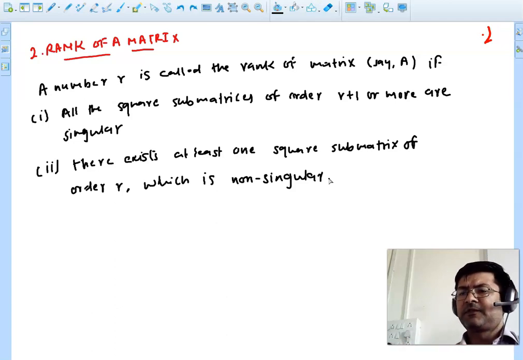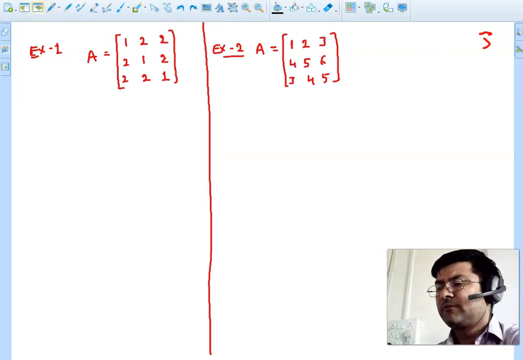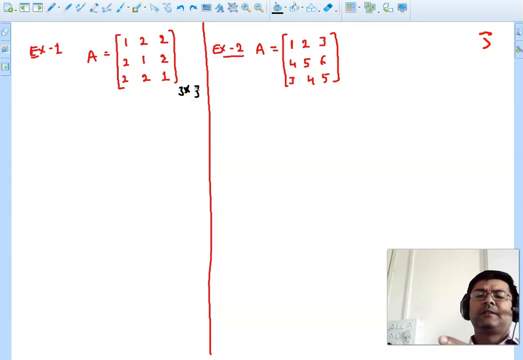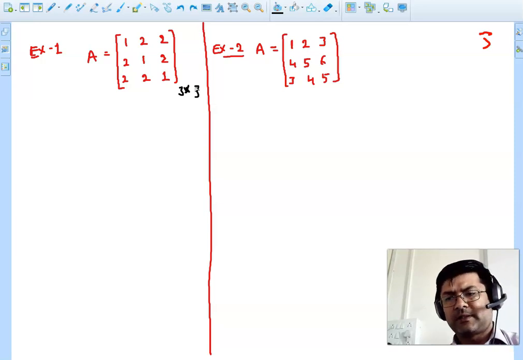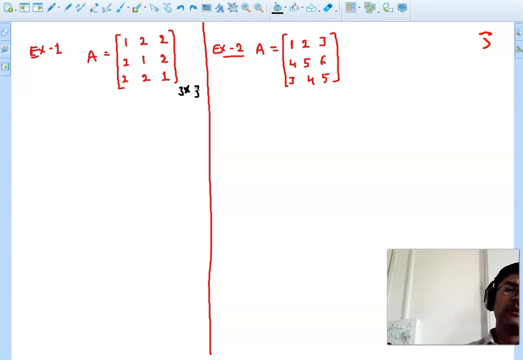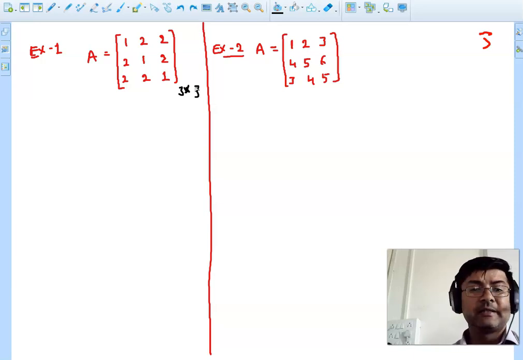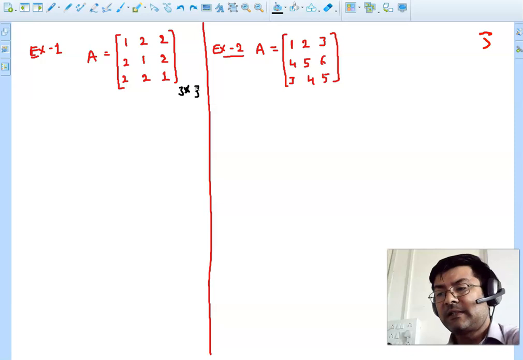Now let us try to understand how to find the rank with the help of certain examples. Let us consider the first example over here. Matrix A is given, which is of the order 3 by 3. Remember one thing, since we have to check the singularity or non-singularity of a matrix, we need to always take out a square submatrix from the given matrix, because determinants are defined for square matrices only. Therefore over here matrix A is a square matrix, and we know that every matrix is a submatrix of itself. So first of all we will find the determinant of matrix A itself.